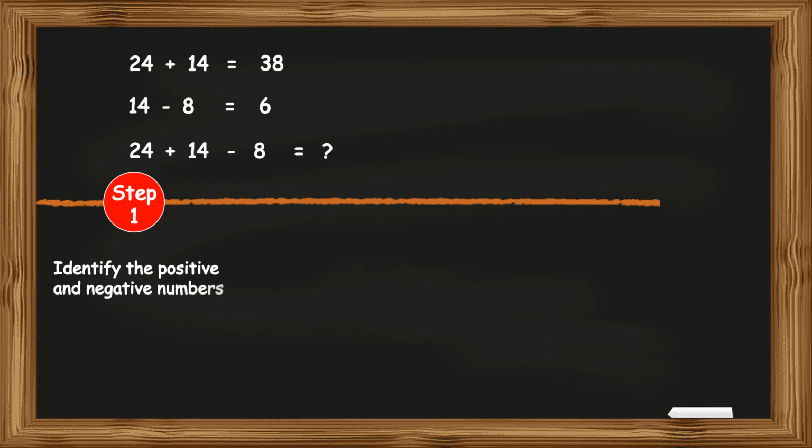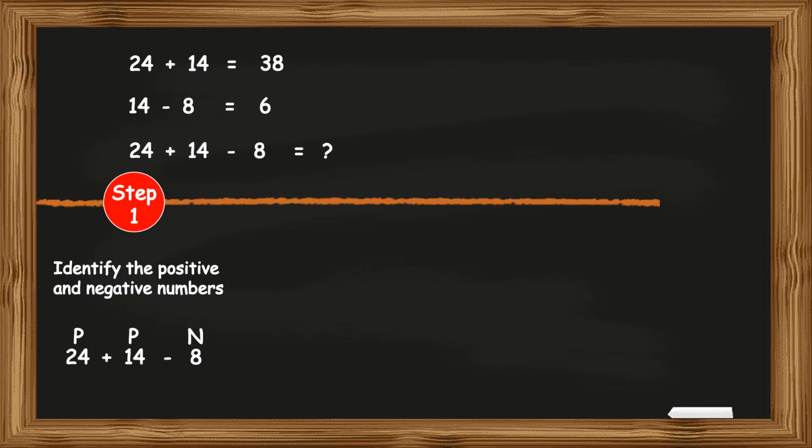Step 1 is to identify the positive and negative numbers. You already learnt that. In the given question, the first number 24 does not have any sign before it, so it is a positive number. 14 has a plus sign before it, so it is also a positive number. And 8 has a minus sign before it, so it is a negative number.